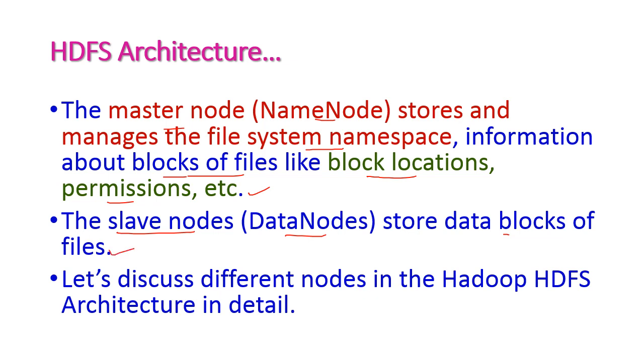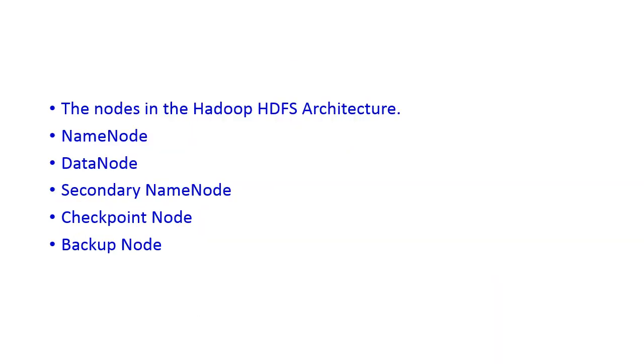And here let us discuss the different nodes in the Hadoop file system architecture. Apart from the name node and data node, we additionally have the secondary name node, checkpoint node and backup node. Let us discuss all these nodes in detail in the following session.